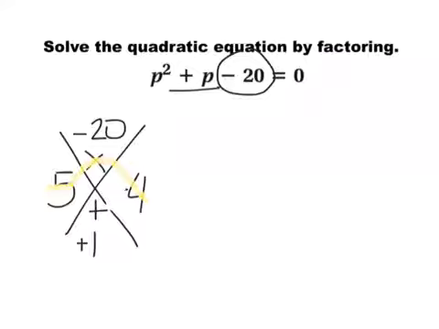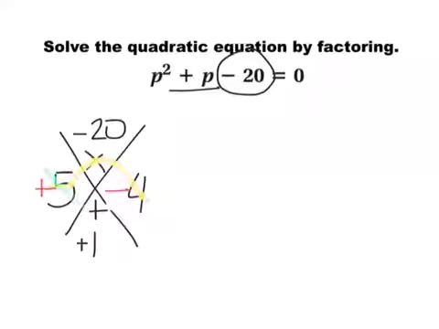So hopefully if you were pausing this video and watching as I went through mine, you didn't erase it before we got here. Now when I check this, positive 5 times negative 4 is still negative 20.